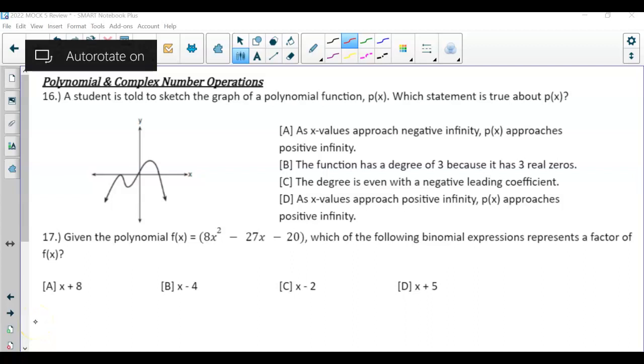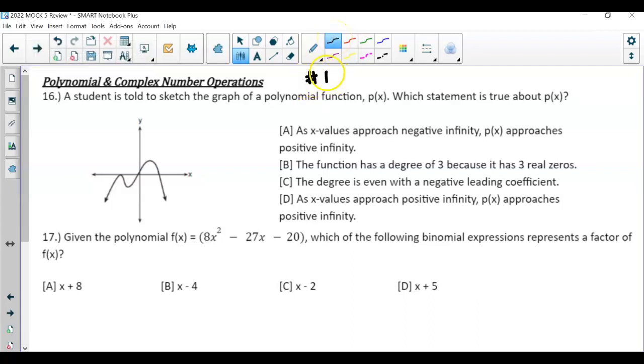This video is the second part of our Mock 5 review, which are the rest of the questions, our review questions, so numbers 16 through 25. With this first question, we're looking at this graph here and seeing which statement is true about P of x.